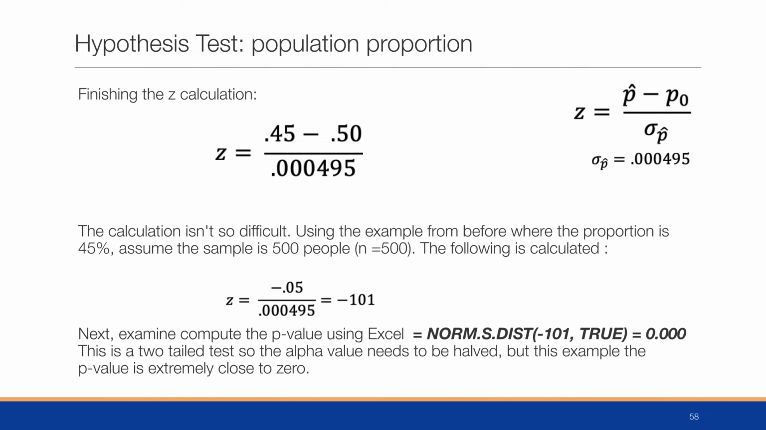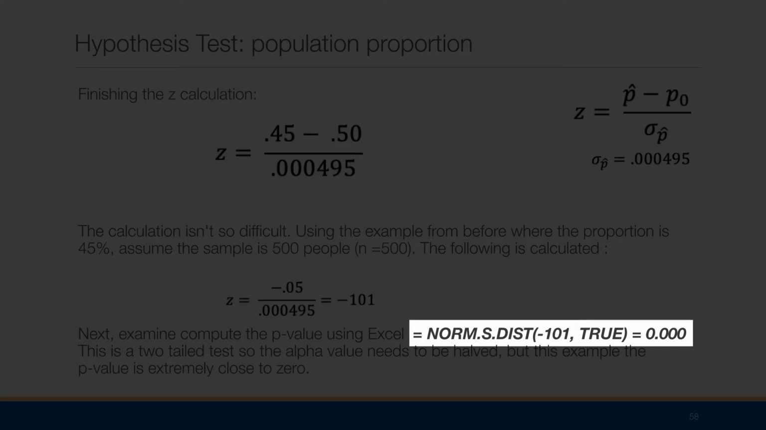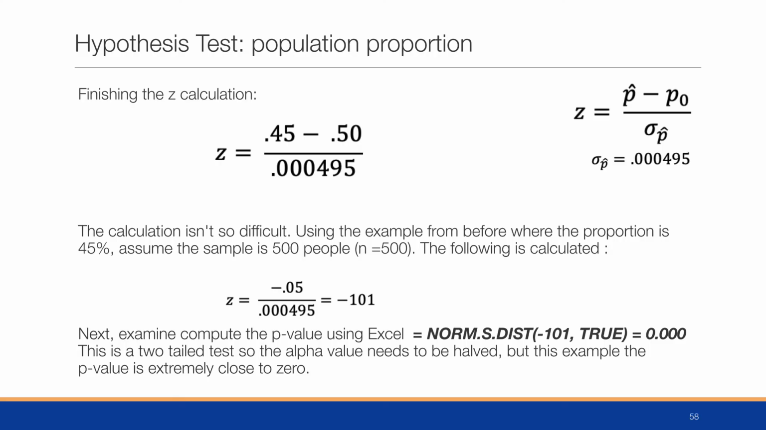Next, we can compute the p-value using Excel. Since this is a z value, we use norm.s.dist of negative 101, true for cumulative, and that's going to be a very, very small number. It's essentially 0. This is a two-tailed test, so the alpha needs to be cut in half. But this example p-value is extremely close to 0, and therefore we can reject the null hypothesis.